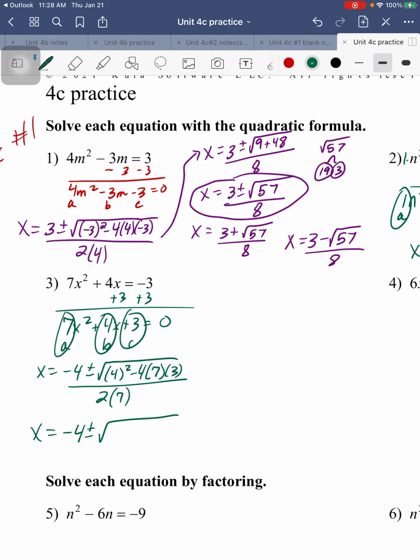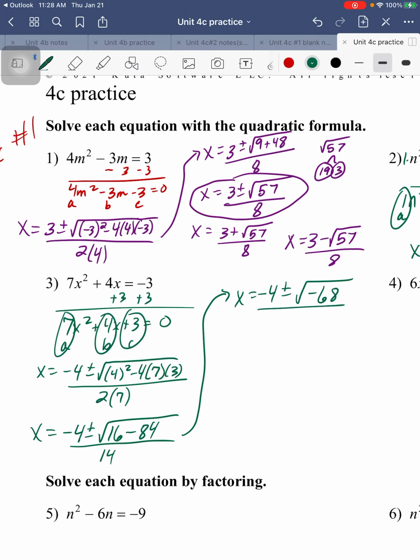So we have 4 squared is 16, and 4 times 7 is 28. 28 times 3 is 84, so minus 84. There's only one subtraction there. Over 2 times 7 is 14. We have x equals negative 4, 16 minus 84. I don't feel like doing that in my head today. Negative 68. All right, we're dealing with negatives, so that means we're going to have an imaginary.